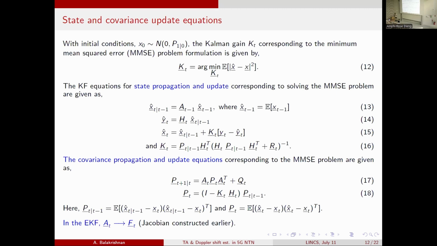These are the equations. I'll not go into them. So the key idea in the extended Kalman filter is that, in general, the matrix A in equation 13, which characterizes the motion process, because it is nonlinear, is represented through the Jacobian, that is F, which was constructed earlier.